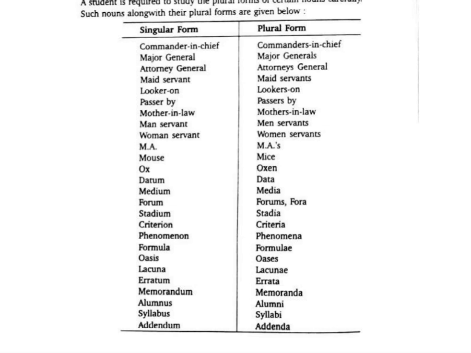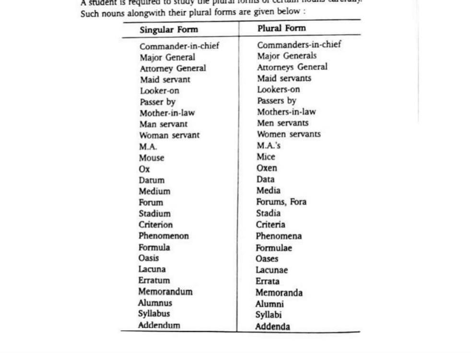In the case of a compound noun, what is to be done? It has to be added to the first word, that's commander. So you have to add to that: commanders, not to the chief. Chiefs, no, wrong. So commanders in chief. Similarly, major generals, attorney generals. Maid servant, maid servants. Looker-on, onlookers, it will not be looker-on, it will be onlooker. Passer-by, passers-by. Mother-in-law, mothers-in-law.